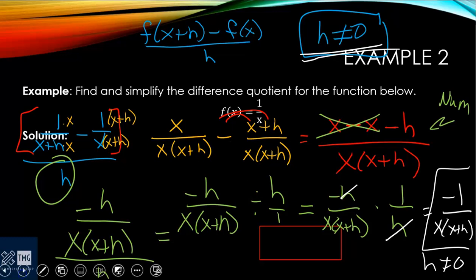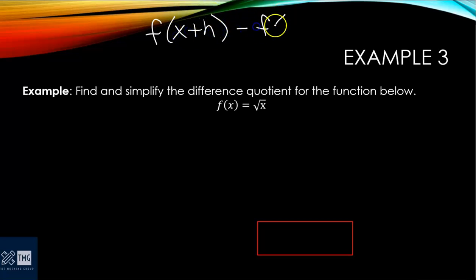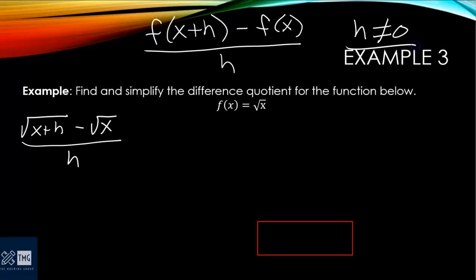All right, let's do one more. Find and simplify the difference quotient for the function below. Now we're dealing with the square root. So once again, we have f of x plus h minus f of x all over h. Let's start by plugging in the x plus h. So I have the square root of x plus h minus our function, which is just the square root of x. All of that is over h. Once again, h cannot be 0 because we cannot divide by 0.